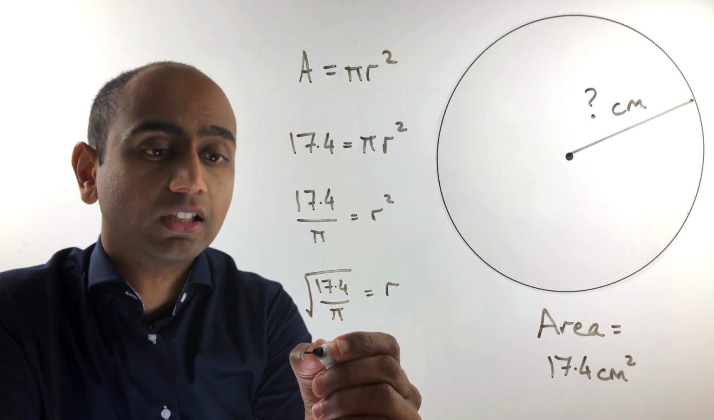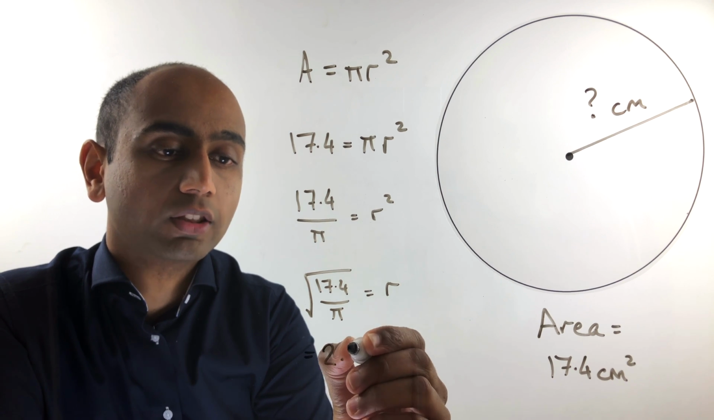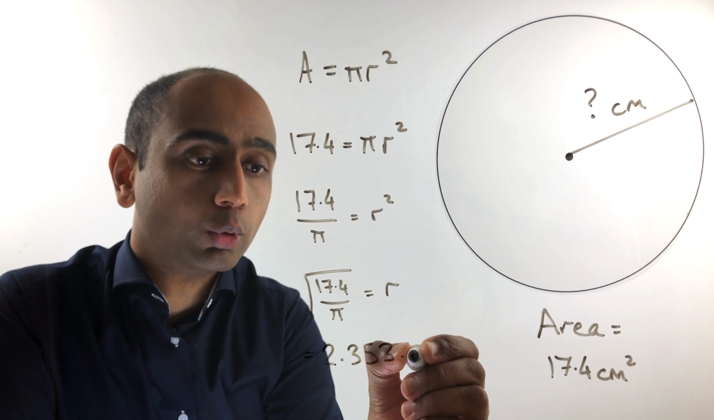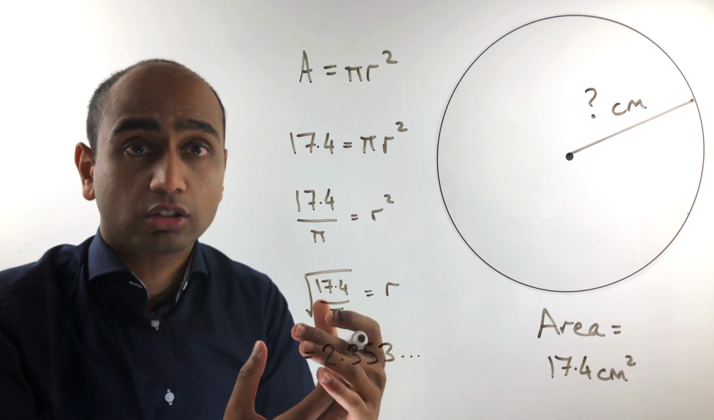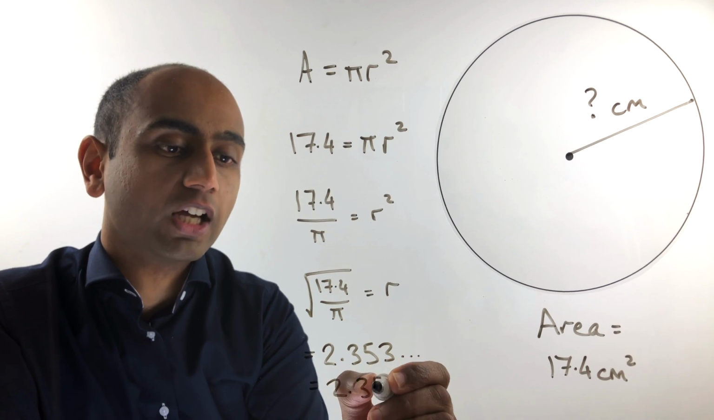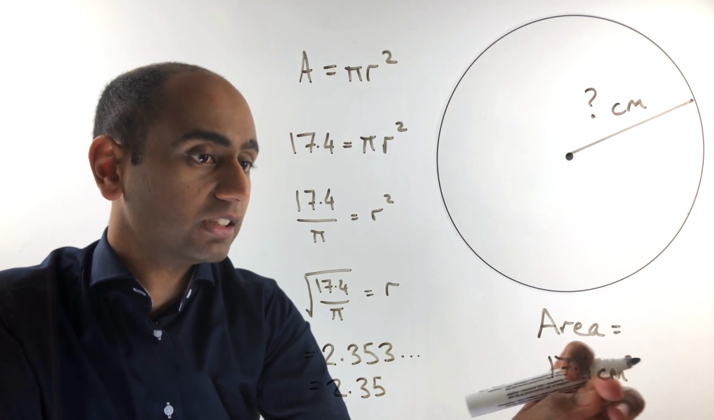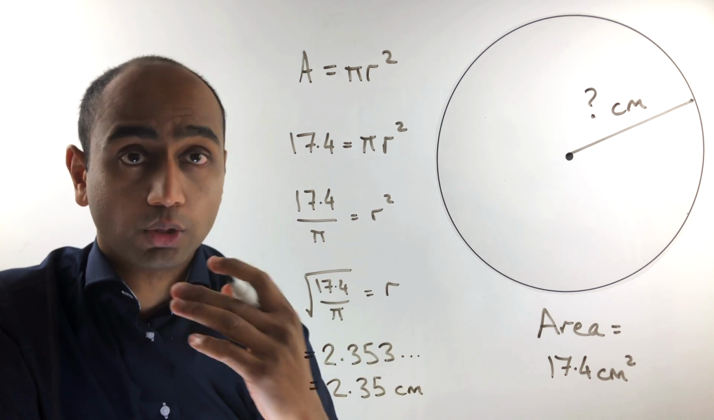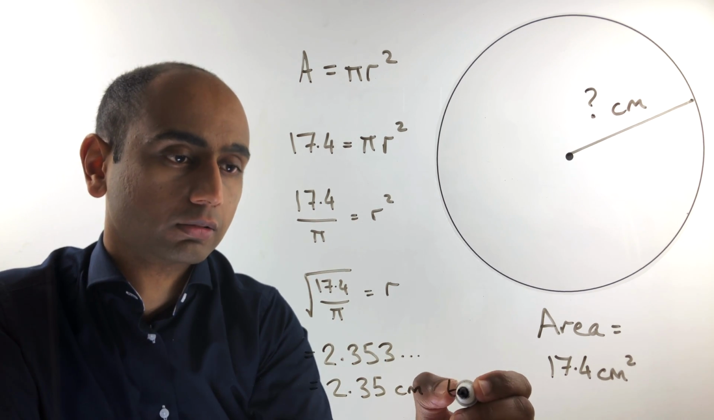Doing that, I get an answer of 2.353 with more decimal places, which to 2 decimal places would be 2.35, and we're working in centimeters because the area was in centimeters squared. So that's to 2 decimal places.